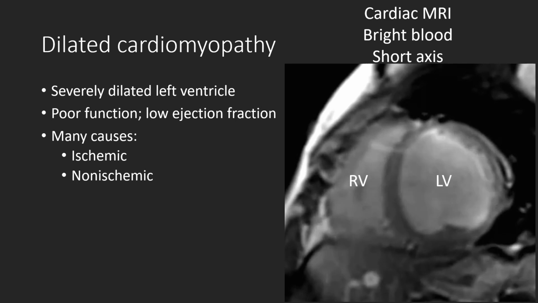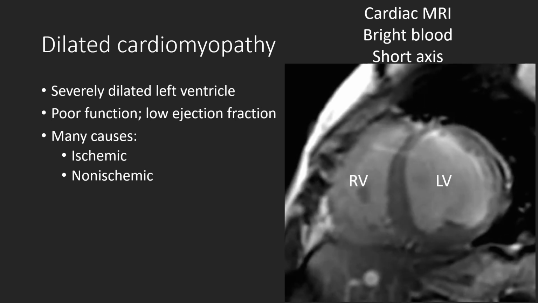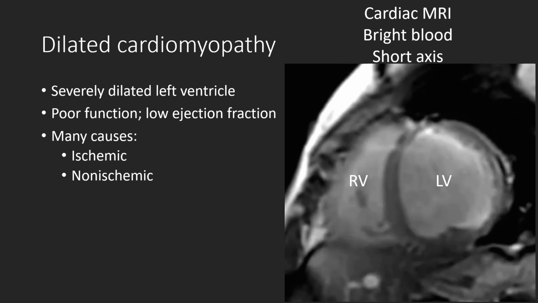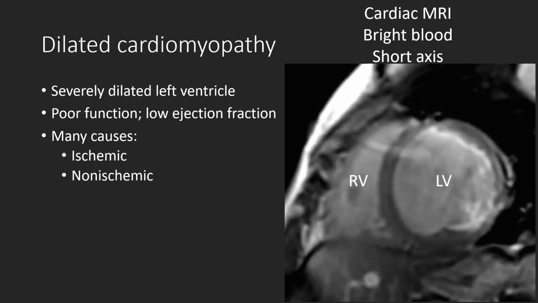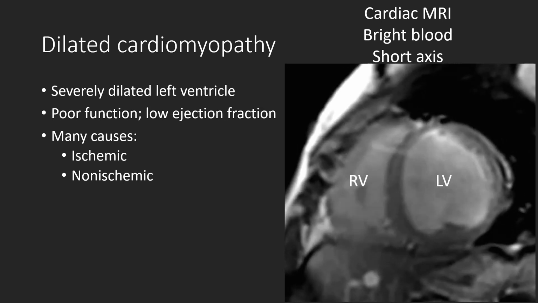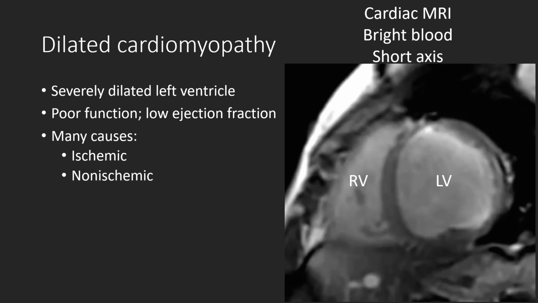On the right, we have short-axis bright blood images of the heart obtained as part of a contrast-enhanced cardiac MRI. We can watch the heart beat on Cine images. The right ventricle is the more anteriorly located chamber, and the left ventricle, the more posterior, rounded, and thicker walled chamber. Notice how in general the left ventricle appears somewhat sluggish in its contraction, corresponding to a low ejection fraction.